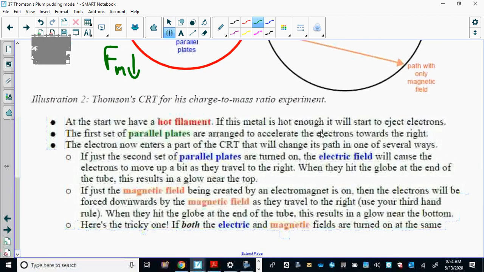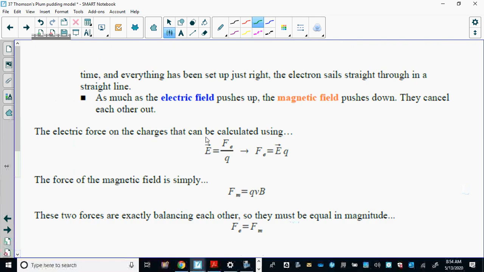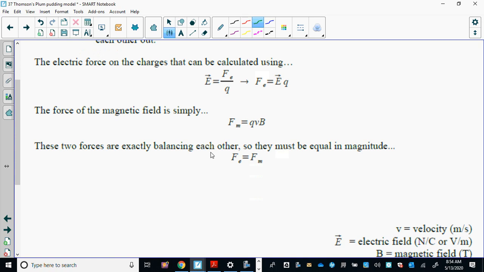Okay, let's work that out mathematically. So you can read over all the notes here. And then here it is. We have an electric force. And this is a good review of some of the formulas we've learned in electrostatics and magnetism.